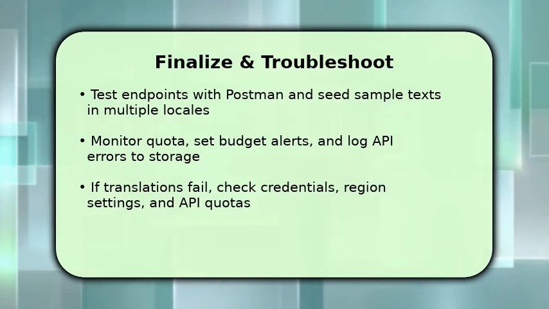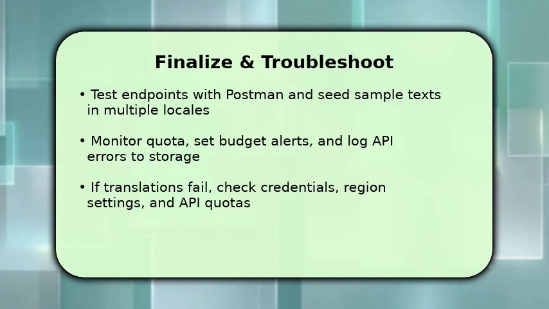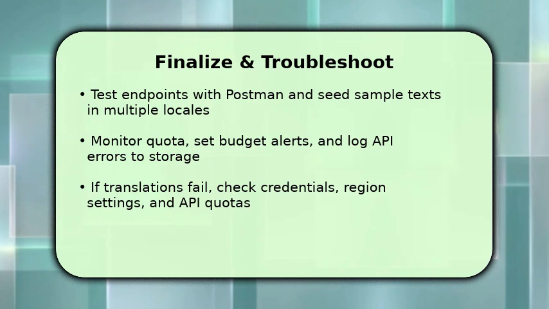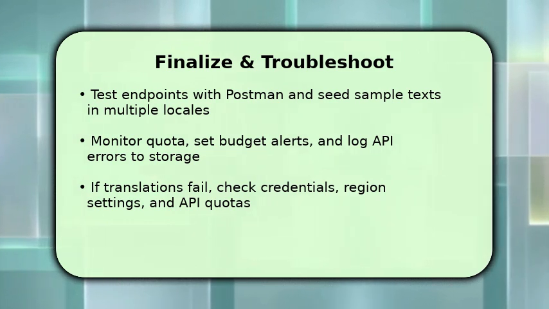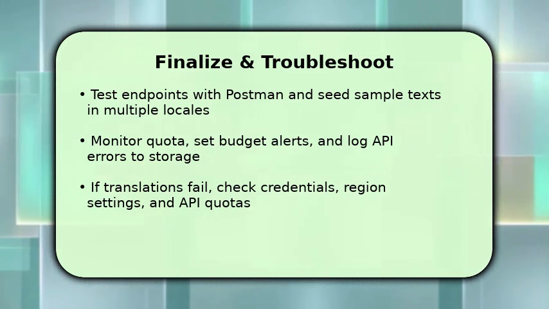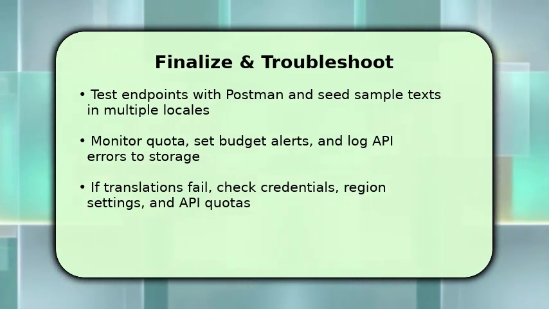Log errors for visibility. If things go wrong, verify the service account key path, that the Translation API is enabled in the same project, and check quotas and region restrictions. Once fixed, make sure you use caching and rate limits to control costs and latency.